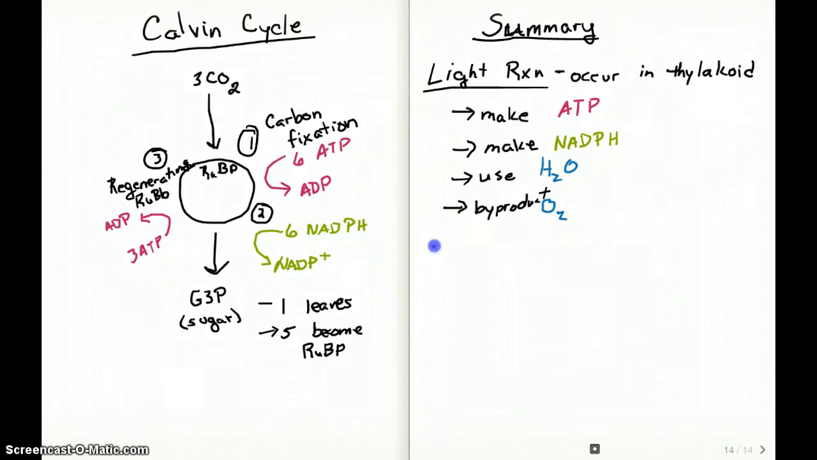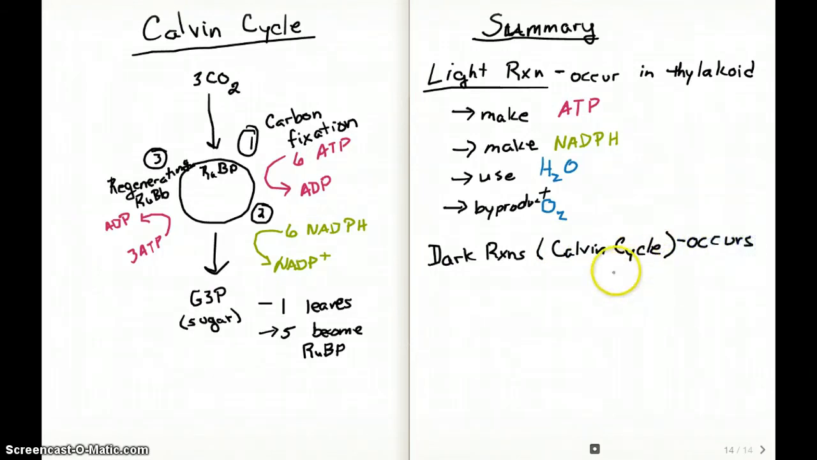So that's the first half of photosynthesis, and the second half are the dark reactions, or the Calvin cycle. And this part occurs in the stroma. It's like that nice little liquid area. Let's put a couple of lines down here so we can figure out what we need and what we use.